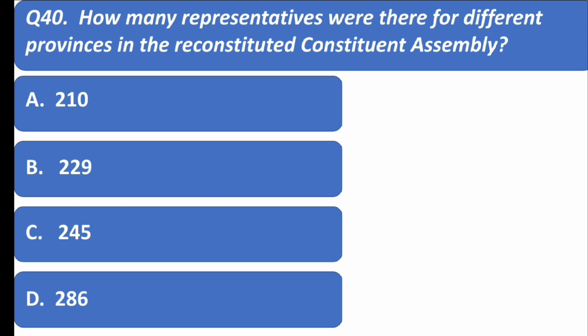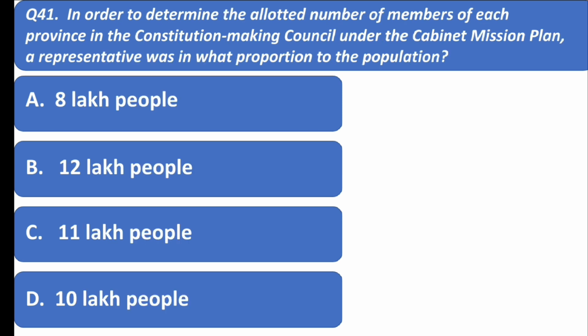How many representatives were there for different provinces in the reconstituted Constituent Assembly? Answer is option B, 229. In order to determine the allotted number of members of each province in the Constitution Making Council under the Cabinet Mission Plan, a representative was in what proportion to the population? Answer is option D, 10 lakh people.